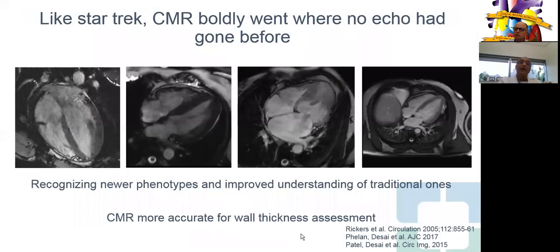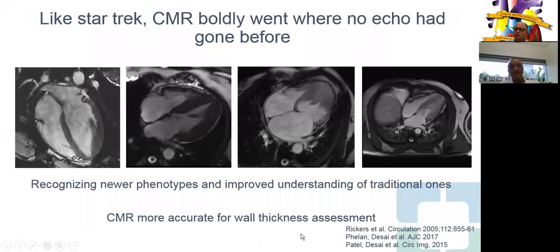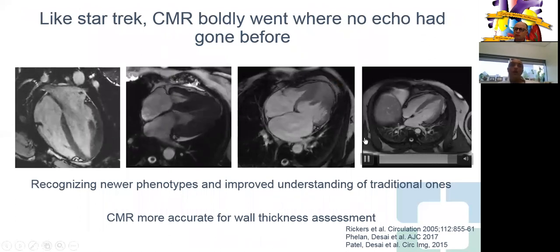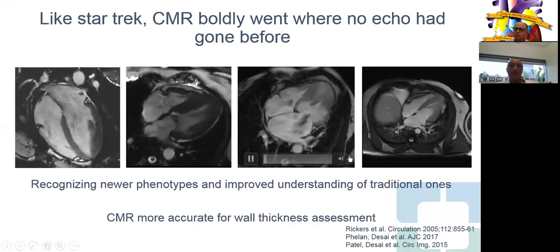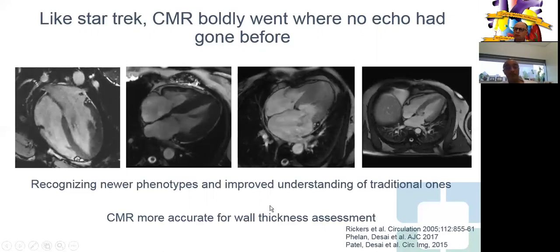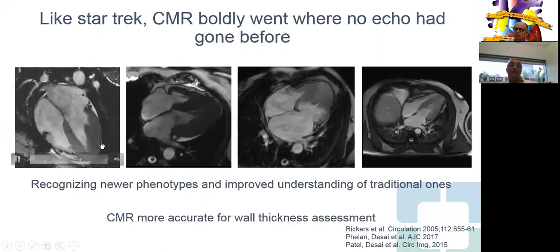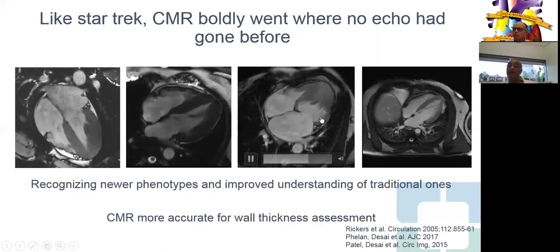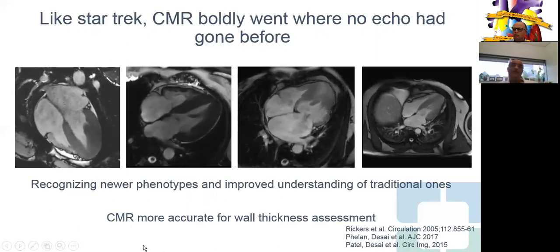Having said that, CMR in many cases is helpful. In fact, CMR has opened our eyes. It has boldly gone where no echo had gone before. So we have been able to identify a lot of different phenotypes on CMR that we did not really understand with echo before. These are four scenarios again: somebody with lateral wall hypertrophy, a second panel with concentric HCM, a third panel with apical, and the fourth one with abnormal papillary muscle.